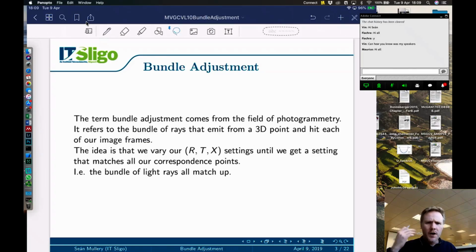Why is this different from what we've done previously? Well, if you consider the two-view case, what we would do is we would find the same feature in two frames, and we would try and use that in order to determine, via the 8-point algorithm or whatever, our rotation and translation, and from that then try and determine the 3D point where they match.